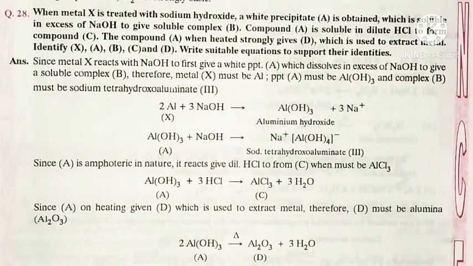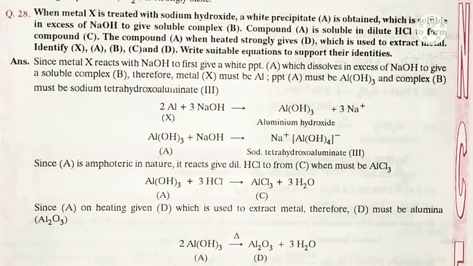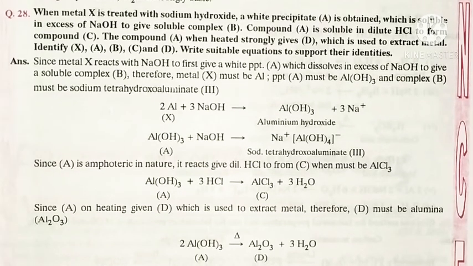So we know that X reacts with NaOH to first give a white precipitate, meaning aluminium hydroxide, and this aluminium hydroxide further reacts with NaOH and is converted into sodium tetrahydroxoaluminate. Because A has an amphoteric nature, it reacts with dilute hydrochloric acid to form AlCl3. And now this aluminium hydroxide, when heated, is converted into Al2O3 and H2O.